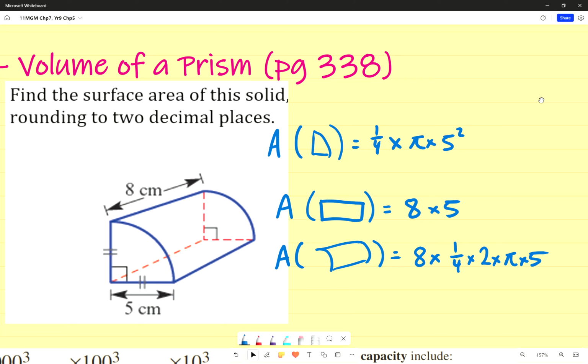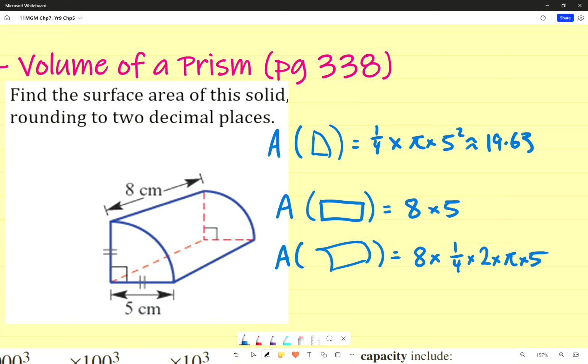I've got this bottom rectangle, which is also the same as the side rectangle, because they're both 5 by 8. And I've also got this curved one, which arguably could be said to be the more difficult one. So we'll start with this quarter circle. We know the area of a circle is pi r squared, so pi times 5 squared. But it's only a quarter, so I've just got a quarter of pi times 5 squared. If you put that in the calculator, we'll end up with an answer of 19.63. Alright, let's keep going.